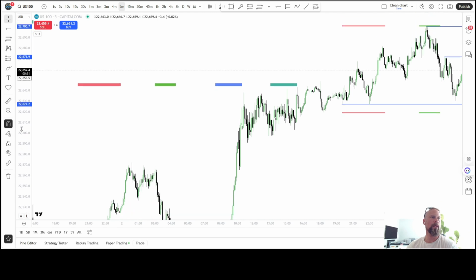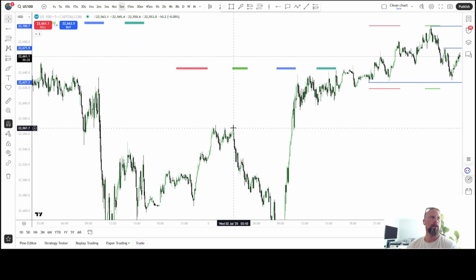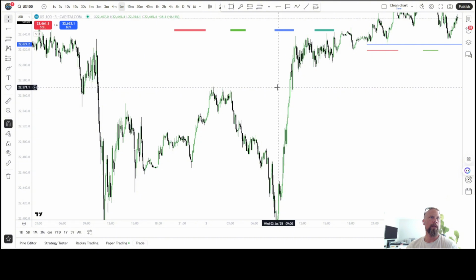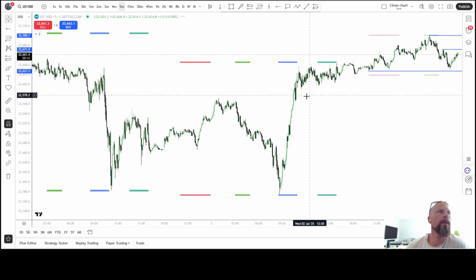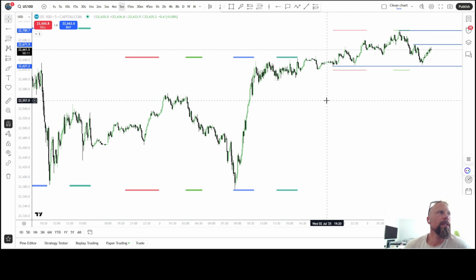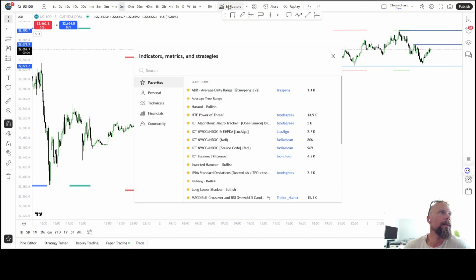And if we look at yesterday, we can see Asia, London and AM session here, which gave us a big run up here. Boom. And the PM session is here, just consolidating the whole day, the whole session. So the first indicator that is ICT based is this one, and you can find it under indicators here, and it's the ICT Session Kill Zones by Leon Sholo. I can recommend that one.